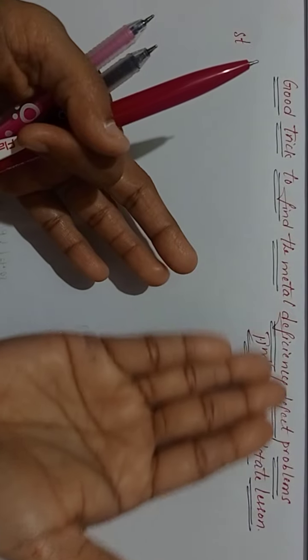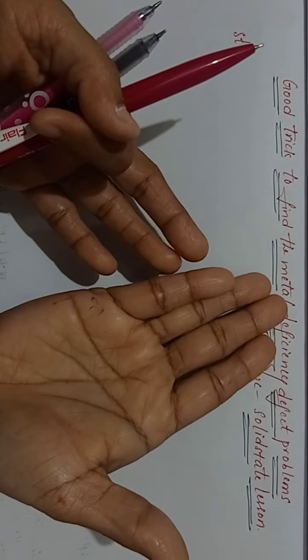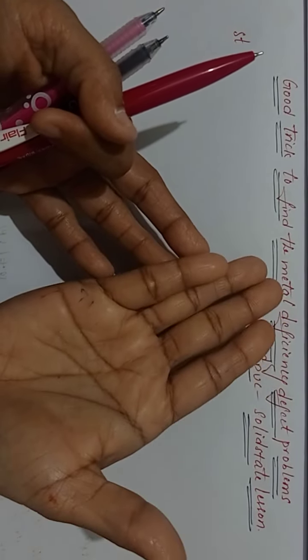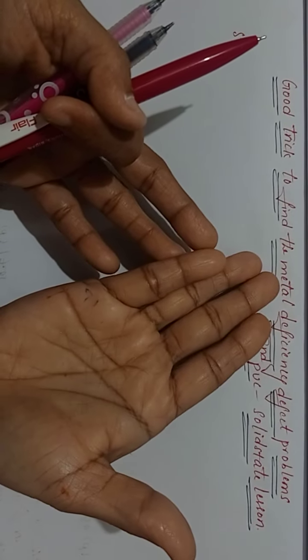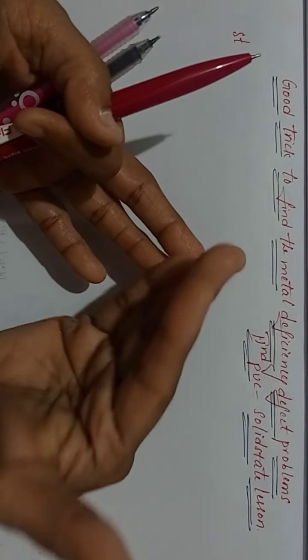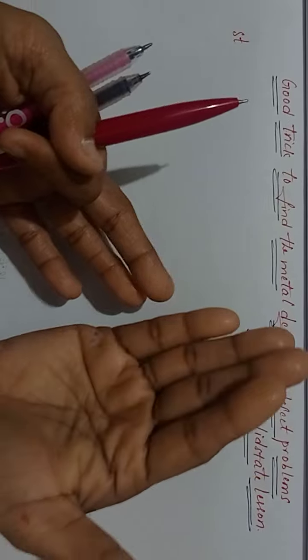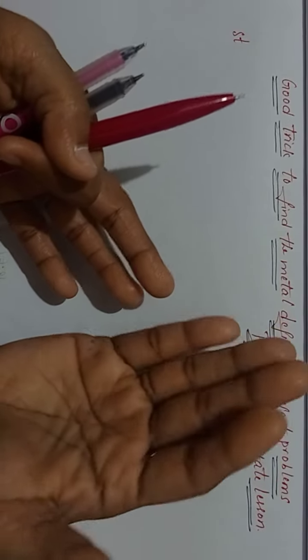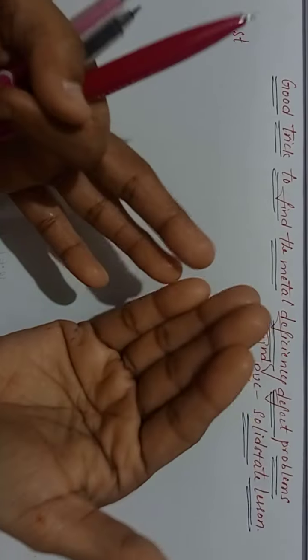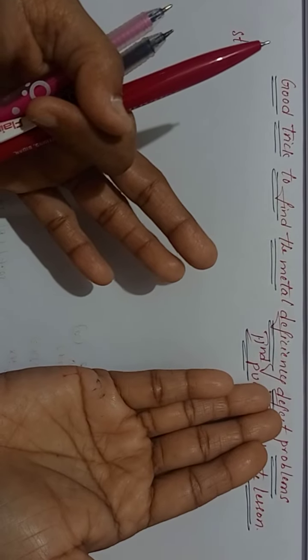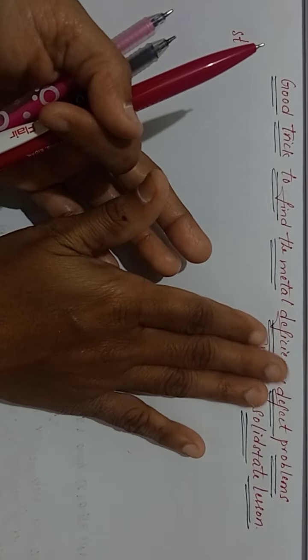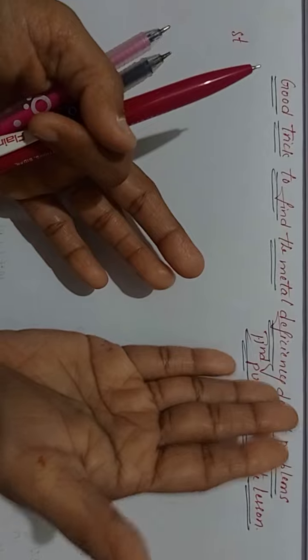That means, students, in this name only there is a meaning. That means there is a deficiency in the metal. Are you following? That means after the defect we can observe there is a deficiency in the metal, students. That is nothing but metal deficiency defect. Now this metal deficiency defect belongs to non-stoichiometric defects.